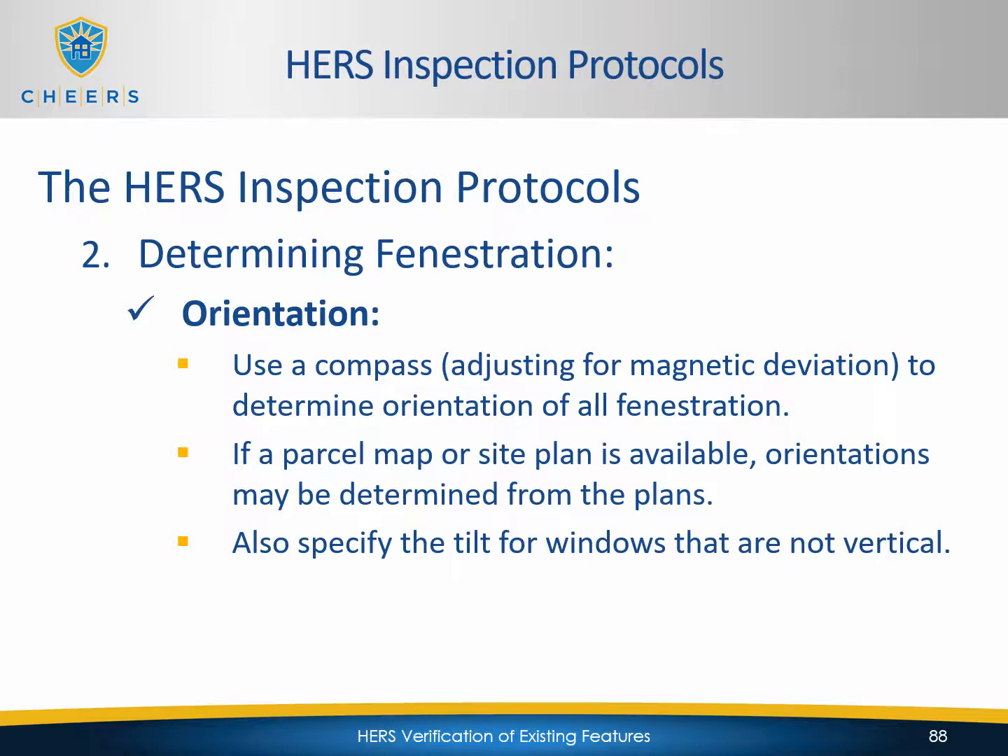After you found out the area of the windows, you want to verify the orientation of the windows by using a compass, adjusting for magnetic deviation, to determine orientation of all fenestration. If a parcel map or a site plan is available, orientation may be determined just by looking at the plans. Also, specify the tilt for the windows that are not vertical.